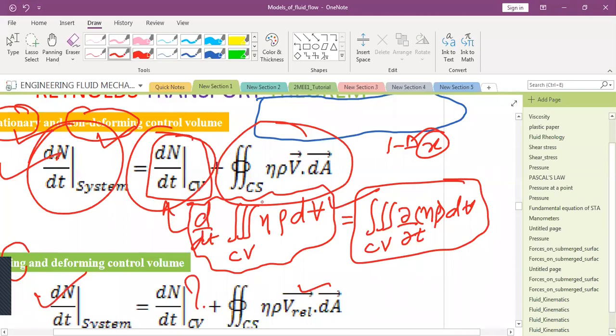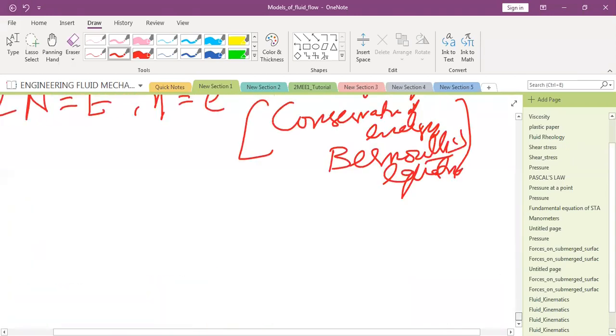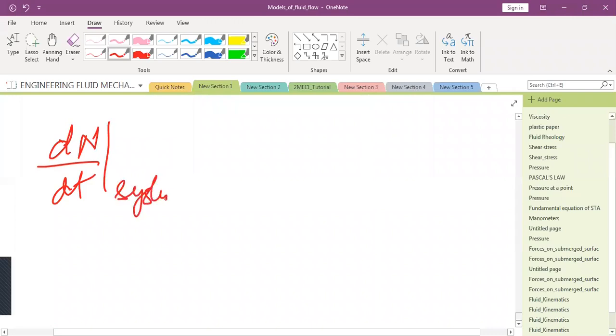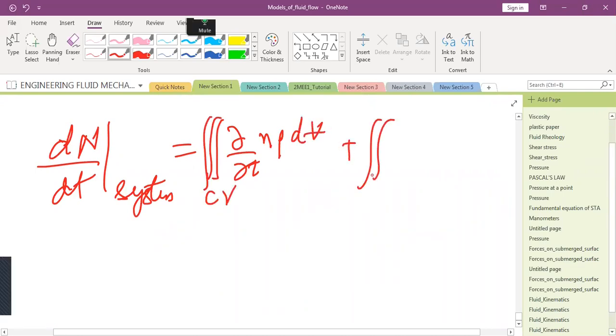Now I'm coming to one by one. We want to derive the continuity equation, that is conservation of mass. In that case, what should I do? I know that dN/dt of the system is equal to, now I can write down, because this is a non-deforming stationary control volume, simply like this: ∂/∂t triple integral over the control volume of n rho dV plus surface integral of n rho V dot dA.